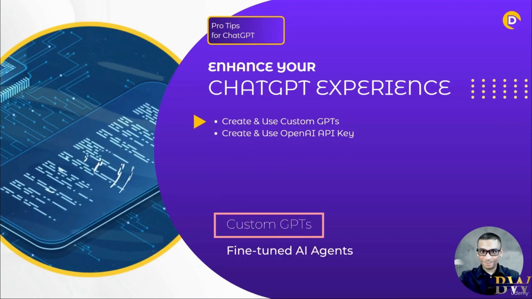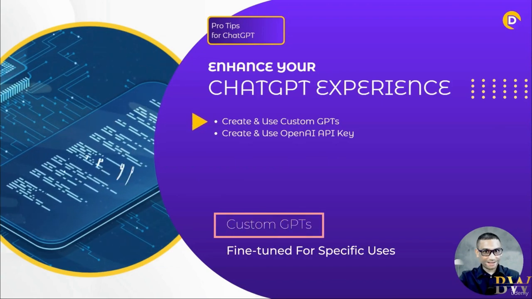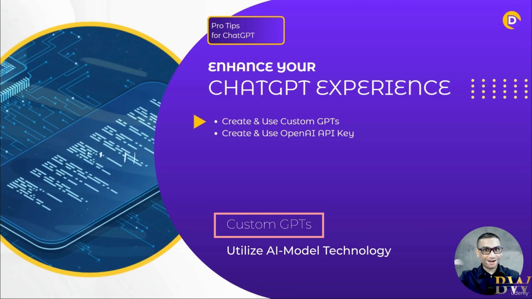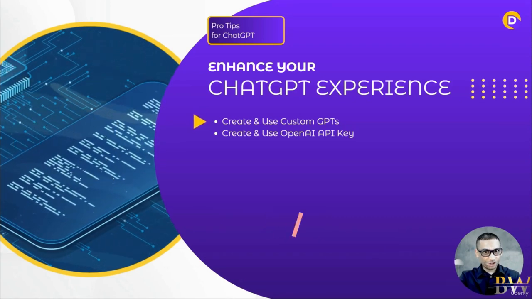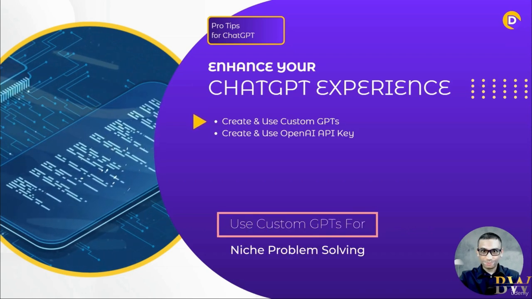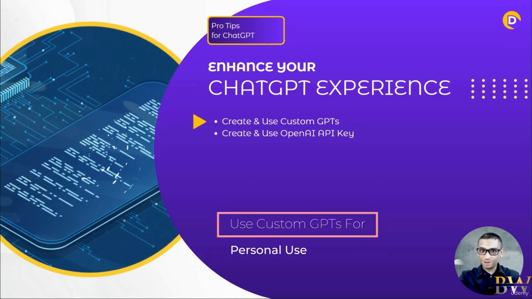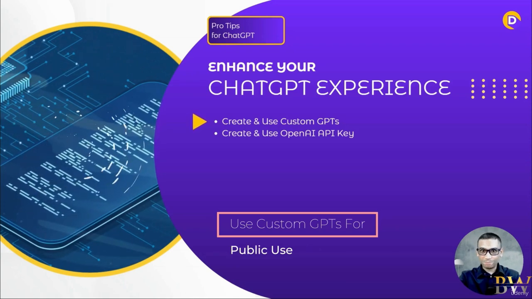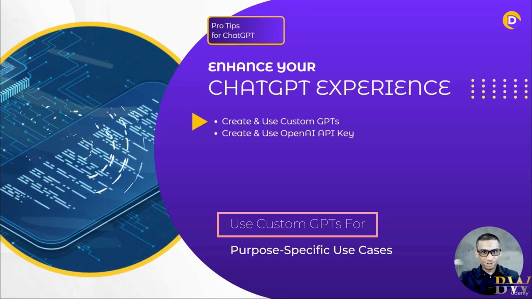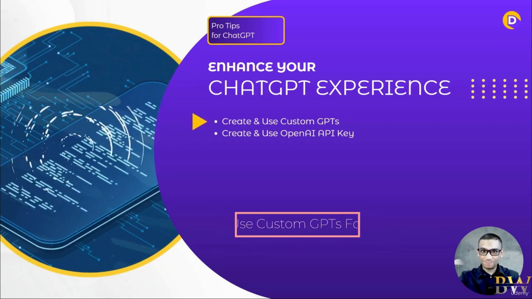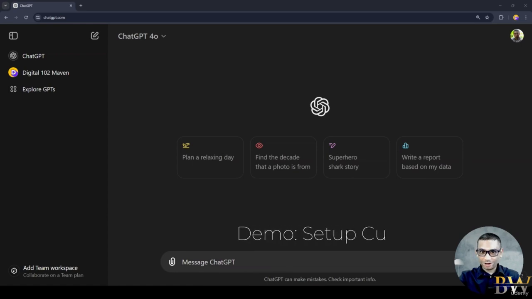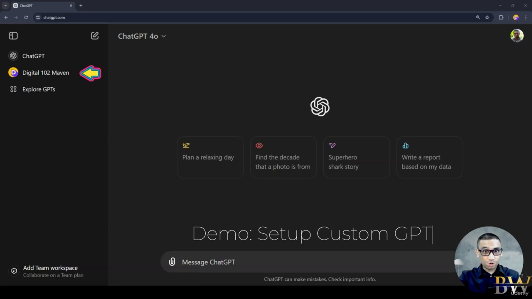Custom GPTs are AI models fine-tuned for specific use cases or tasks. These utilize the underlying technology of GPT. You can benefit from these by using tailored GPTs to address niche problems or scenarios. You and your team can use these, and if you make them publicly available, anyone can. Essentially, these are purpose-specific, scenario-specific, or usage-specific GPTs. Earlier in the course, I had shown you how to find and utilize publicly available custom GPTs, like Digital Maven. Now let's take a look at how you can set up one of these.